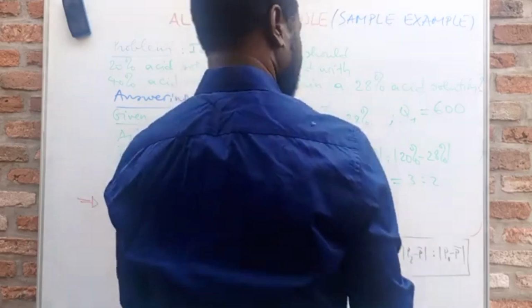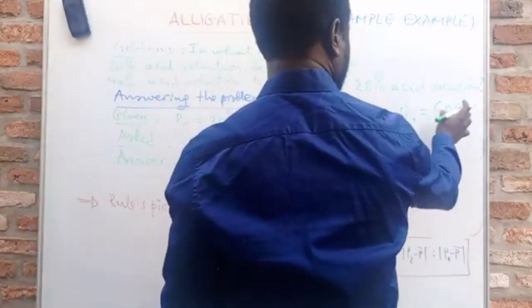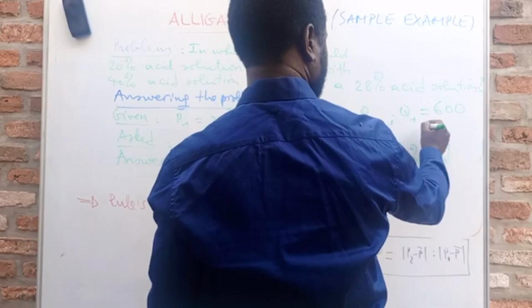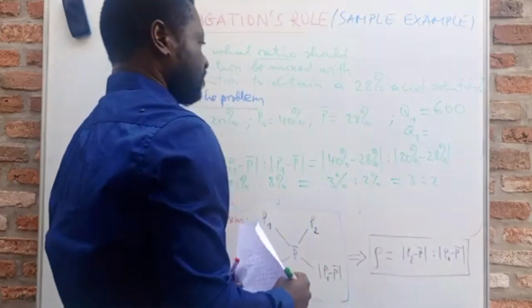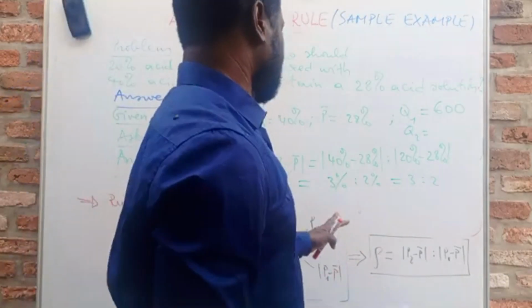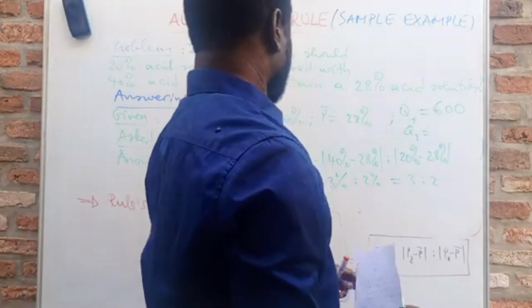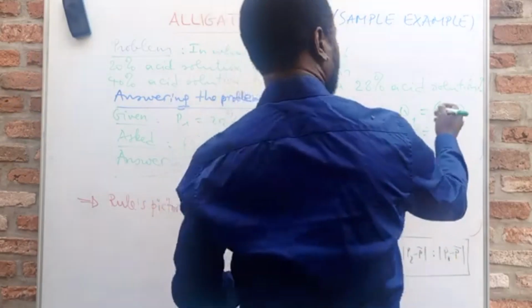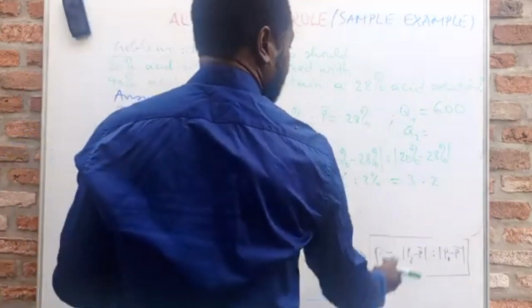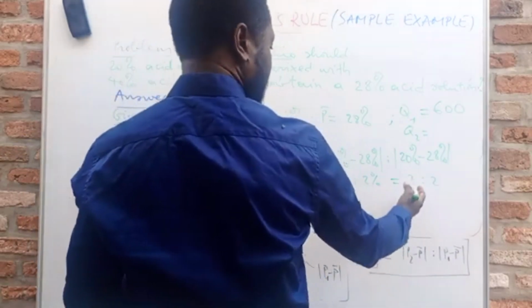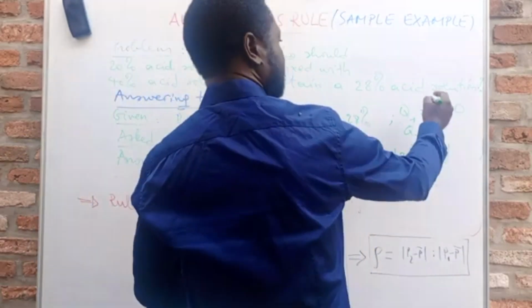What will it be? So this is 3 times, this is 2 times. The second quantity should be, so I can multiply by weight. Weight is 3 by 5 weight.